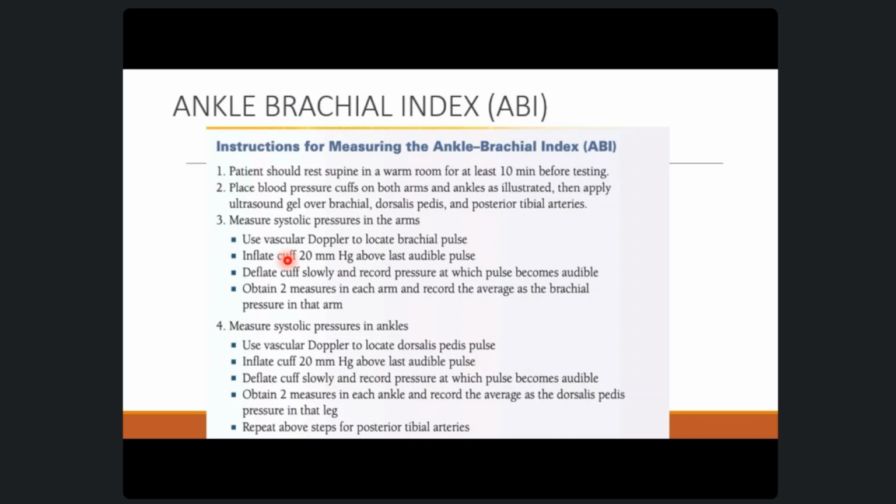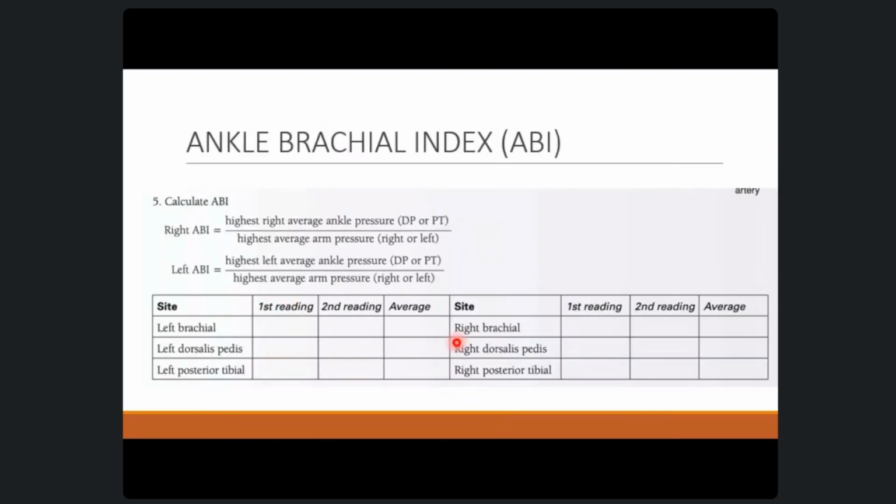Of course, you just need to locate the pulse first. You put your vascular Doppler there, and then you need to inflate the cuff from the last audible. In the normal, it is 30, but in here, you just add 20. So deflate slowly and record the pressure at which the pulse becomes audible. A minimum of two records should be done. Same goes here. First you do the dorsalis pedis and repeat the procedure again for the posterior tibial arteries. So this is their usual readings.